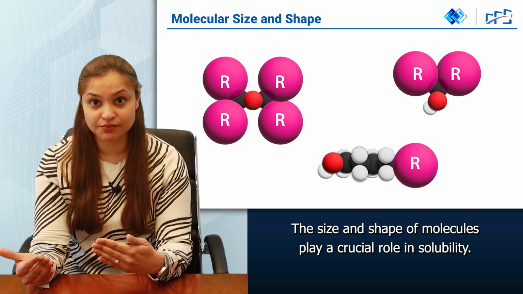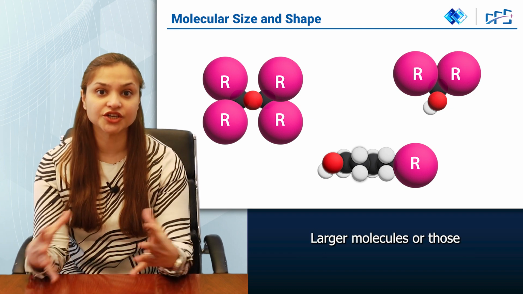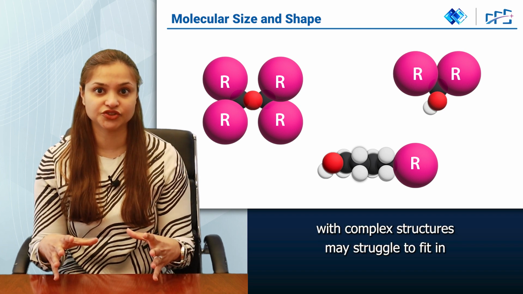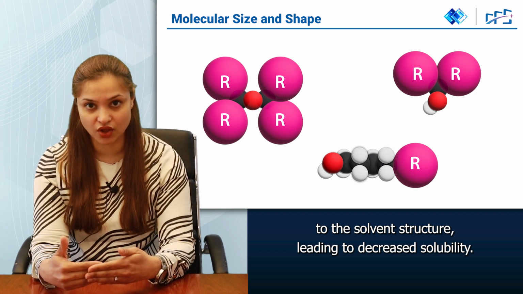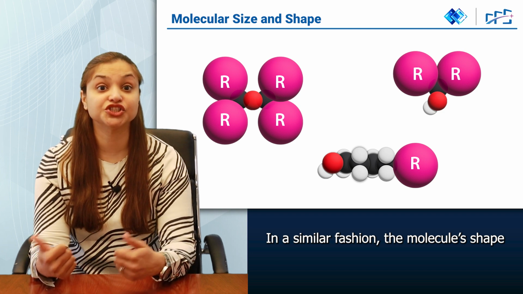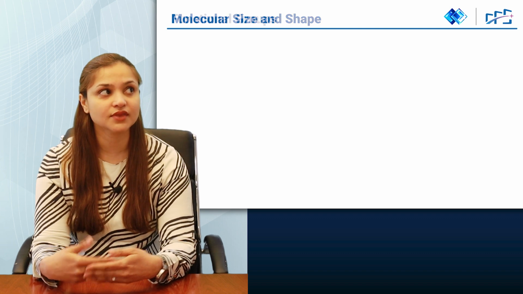The size and shape of molecules play a crucial role in solubility. Larger molecules, or those with complex structures, may struggle to fit into the solvent structure, leading to decreased solubility. In a similar fashion, the molecule's shape can impact how well it interacts with the solvent.